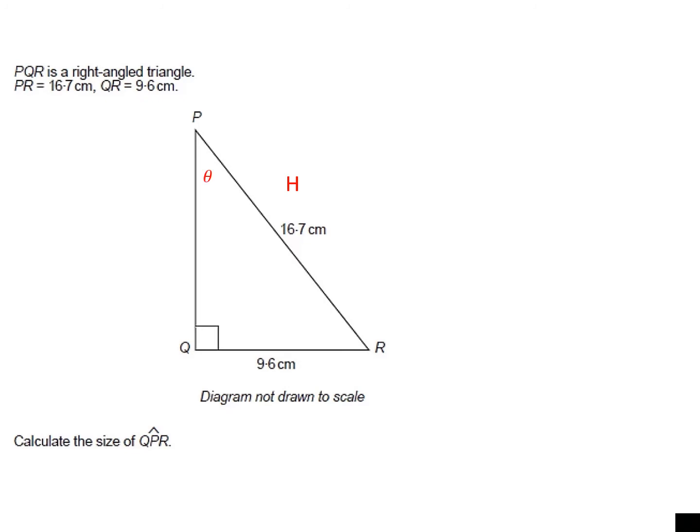We could label up our H always to start with, couldn't we? But once we've labelled the H, we don't know the O and the A until we know what angle we're looking for. That's our angle that we're looking for, QPR. So now we can work out which the opposite is. The opposite to that angle theta is the 9.6 down there. So the other side has to be the A. Now, what do we know and what are we trying to find? Well, we know the O and the H and we're trying to find the angle.